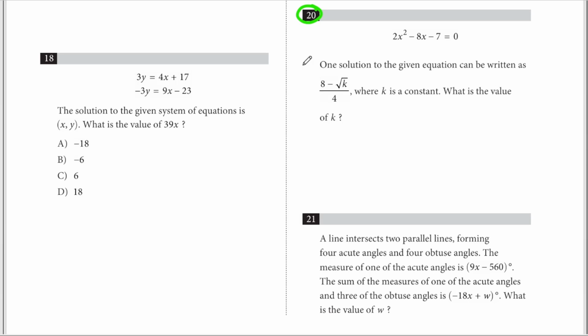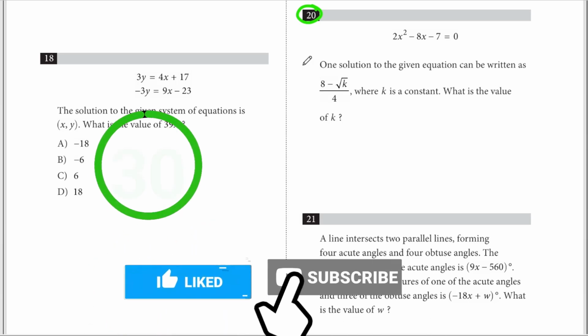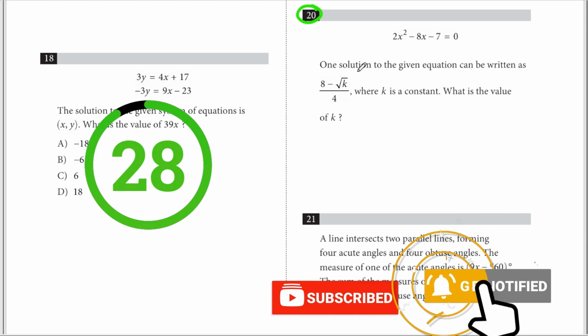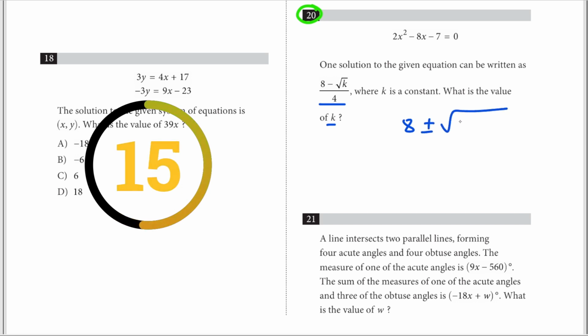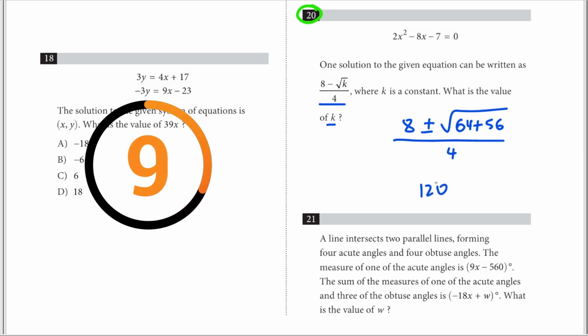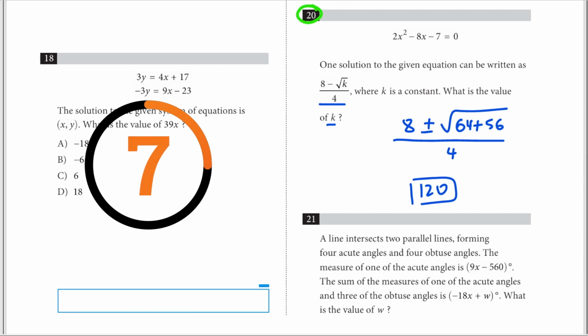So, how can you do this problem in 30 seconds or less? One solution to the given equation can be written as 8 plus minus root k over 4, where k is a constant. What is the value of k? So using the quadratic formula, we have 8 plus minus square root of 64 plus 56, all over 4. And the answer is 120.